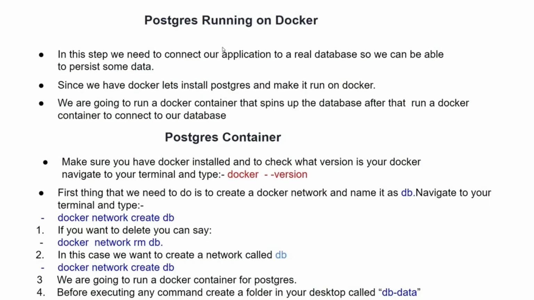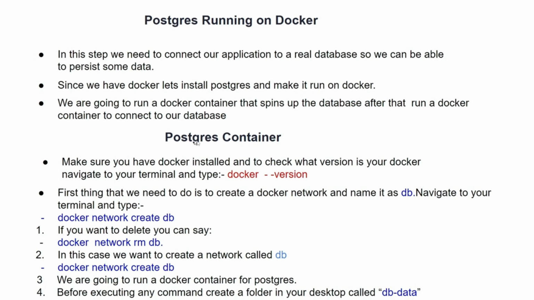Postgres running on Docker. Okay, in this step, we need to connect our application to a real database so we can be able to persist some data. Okay, since we have Docker installed, we've just done that. Okay, please go ahead and make it run. Okay, we are going to run a Docker container that spins up the database. Okay, after that, run a Docker container to connect to our database. That's what we're going to do.